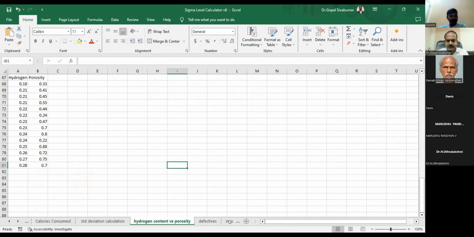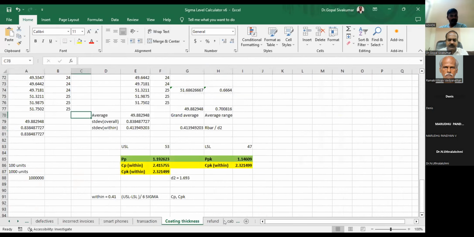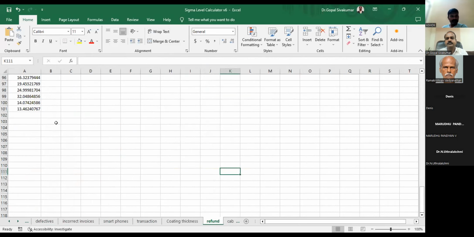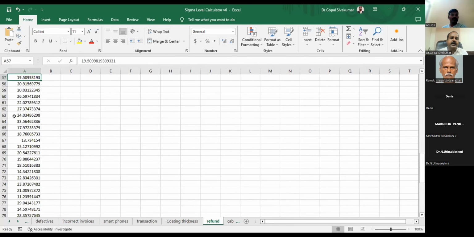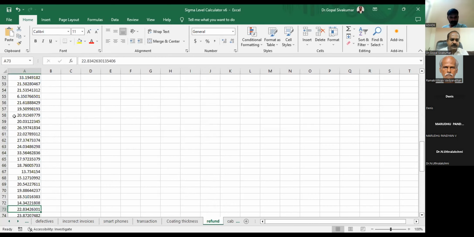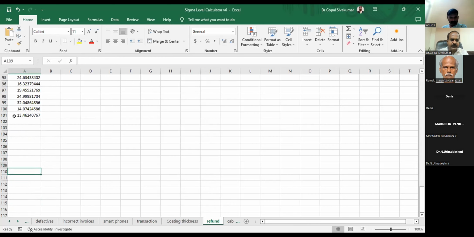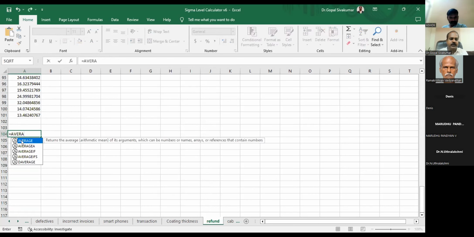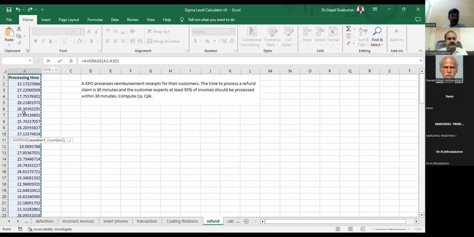See here. I'm just searching whether refund is available here. Can you see refund here? Yes, sir. So now there is so much data. This is what they are talking about. Refund, KPO, process reimbursement. Now I want the average of all these numbers. How to calculate average here? Equal to average. And then I just have to select everything, and then I should close.